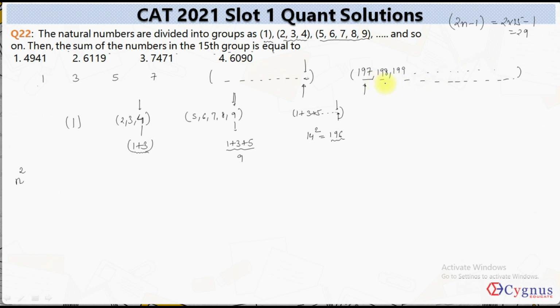I need to add how many such numbers? I know that 29. So it's a simple AP. What is the sum of the first n terms of an AP? It's n by 2 into 2a plus n minus 1 into d. What should I write? 29 numbers, 29 by 2, 2 into the first term of this group, 197, plus 29 numbers are there, so n becomes 29. What's the common difference? It's only 1. So you need to add these values. When you add this, the answer comes out to be 6119. So my answer becomes the second option.